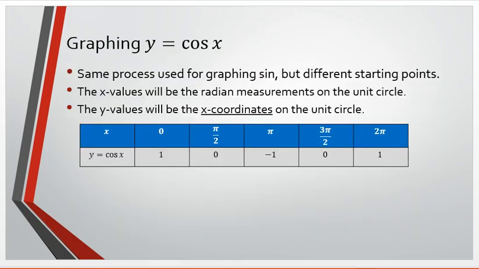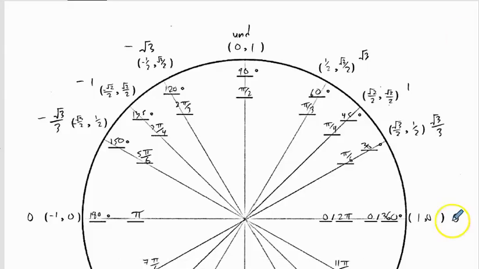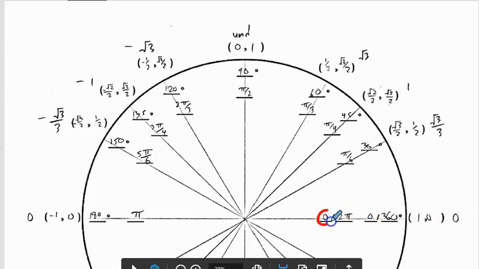I'm going to go a bit faster through the cosine rules because they're actually the same as sine's rules. It's just that we have different starting points. The x values for our starting points are still the radian measurements, so that's the exact same. The only new thing is that the y coordinates for our points that we're plotting here will now be the x coordinates off of the unit circle. So basically for this one, I'm using the angle measurement and I'm using the first number in each ordered pair.